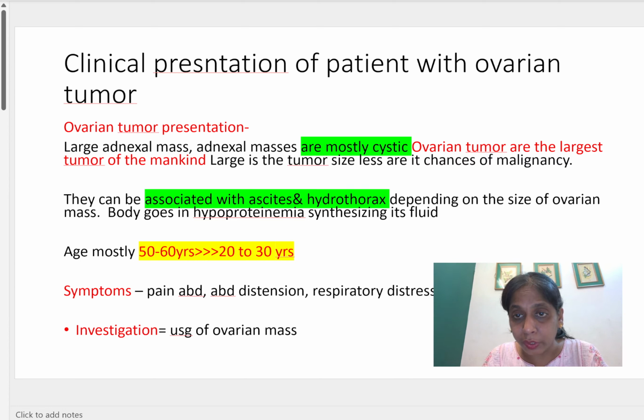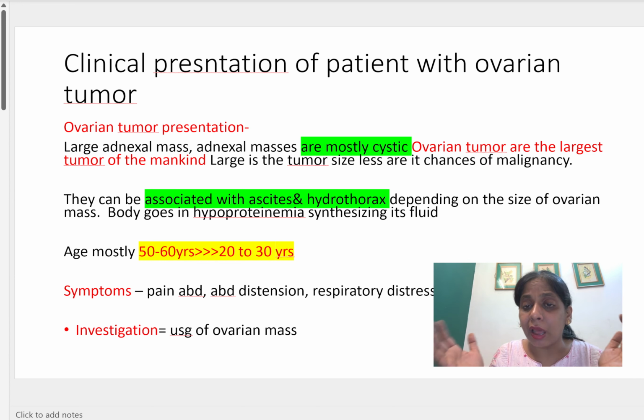Now with such a large tumor, the body has to make the fluid content of that tumor, right? I told you that it is cystic. So where does that content come from? Of course from our body, the body in which the tumor is.